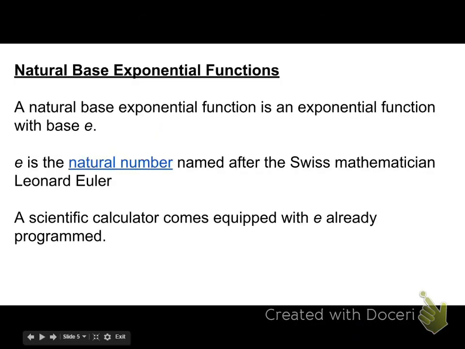You will never ever put 2.718 into your calculators. Your calculators come equipped with e already programmed. To find e, look for a key called ln. The shift of ln is your e key. So it's already got e programmed into it.